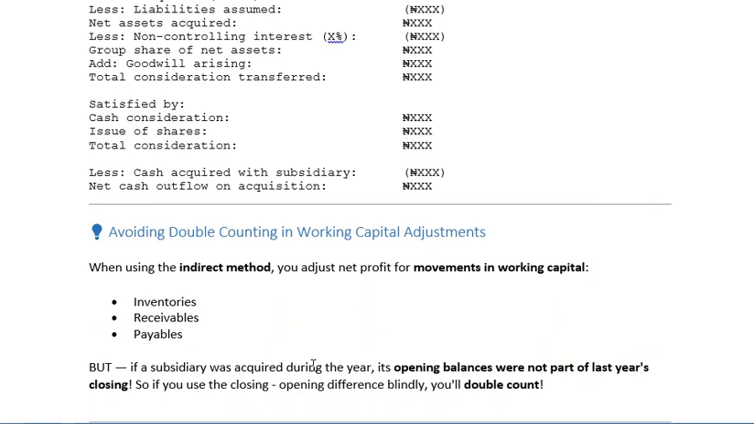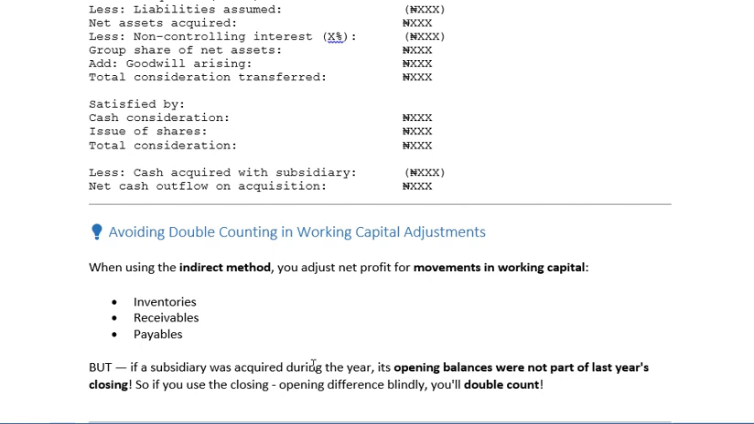So how do we avoid double counting in working capital adjustment? When we say working capital adjustment, we are looking at changes in working capital, or adjustment of working capital. And what is working capital? Current assets and current liabilities. Working capital is current assets minus current liabilities. When you minus it, that means you are looking for the net. So current assets and current liabilities will give you your working capital.